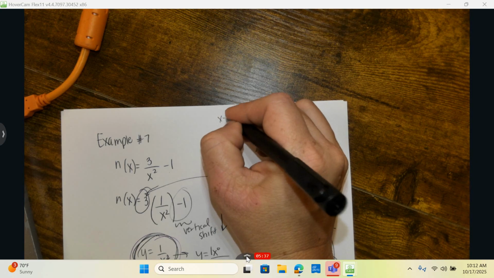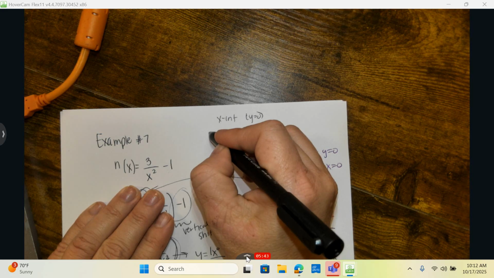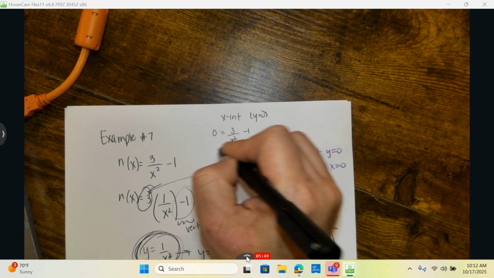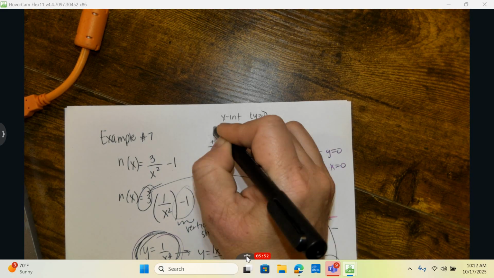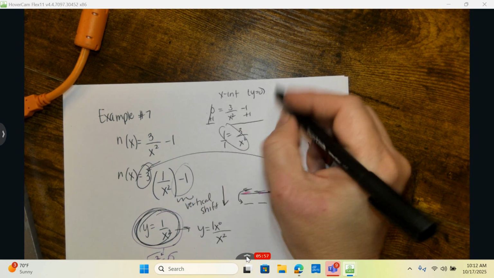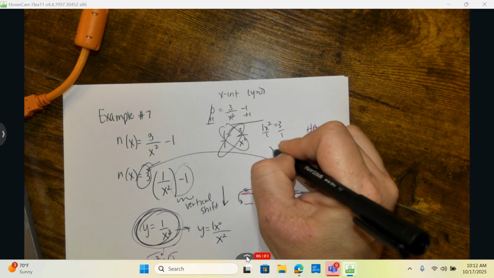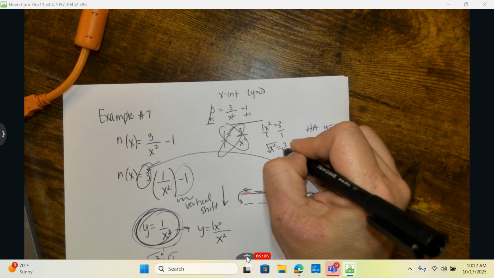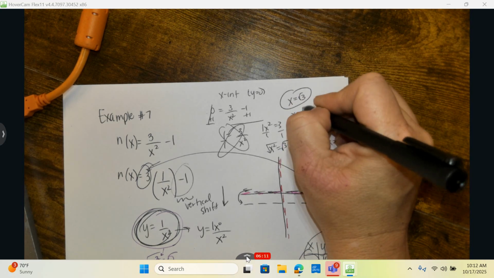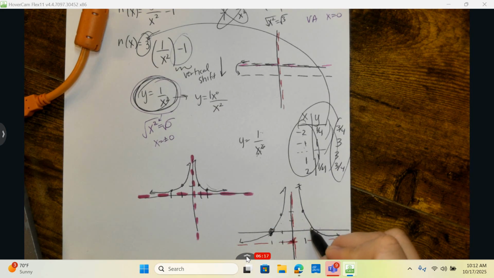Whenever we identify the x-intercepts, y is always equal to 0. So I'm going to come over here and replace n of x, which is like y, with 0. I'm going to add 1 to the opposite side. 1 equals 3 over x squared. Remember, we can always write it as 1 over 1. And I'm going to cross multiply. I have 1x squared equals 3, and dividing by 1 doesn't change anything. So x squared equals 3, and taking the square root, that means that my x-intercepts are x equals positive square root of 3 and negative square root of 3. So this will occur right here, positive and negative square root of 3.